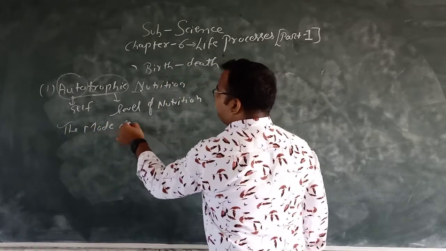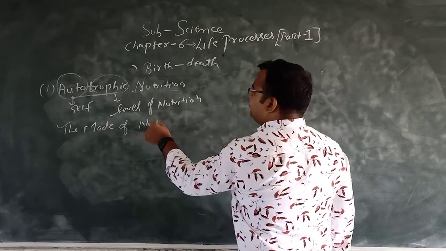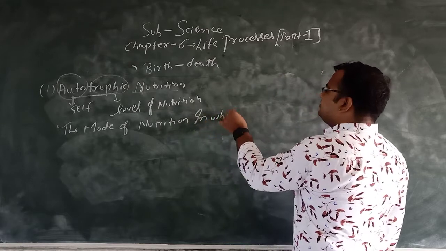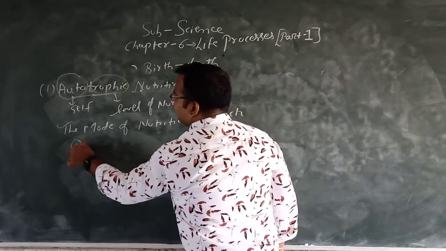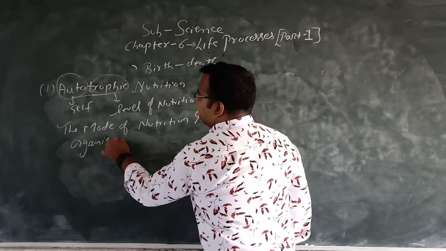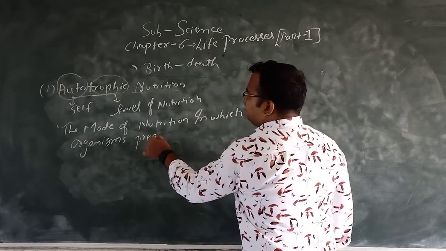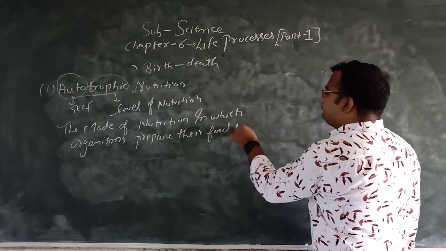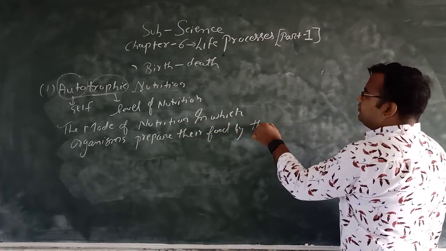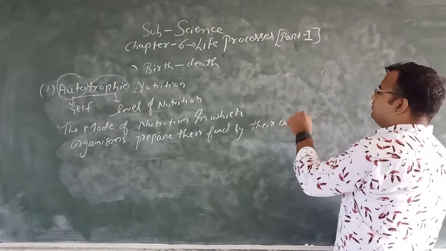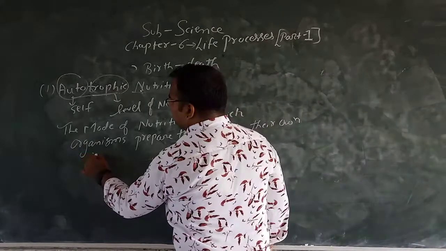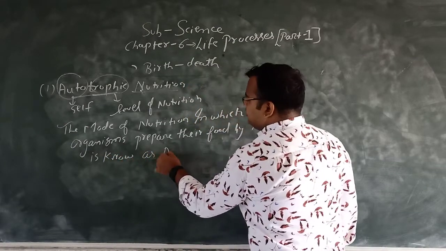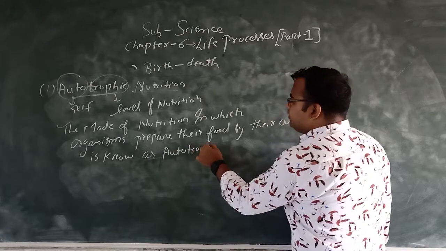So we can write: the mode of nutrition in which organisms prepare their food on their own is known as autotrophic nutrition.